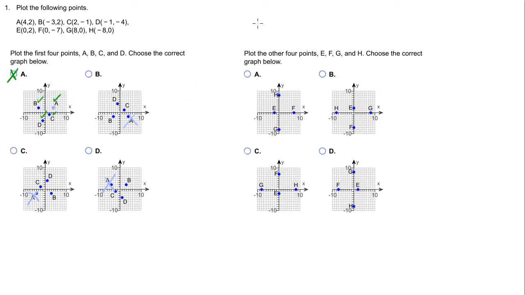Now we're asked to plot the other 4 points, 0, 2 for E. Well, this is wrong. It needs to be a positive 2 up. So that's correct. This is wrong. That's wrong. That's wrong. Once again, there's only one that could be correct. 0, negative 7 for F. That's correct. 8, 0 for G. That's correct. And negative 8, 0 for H. That's also correct. All right, all the other points check out as well.